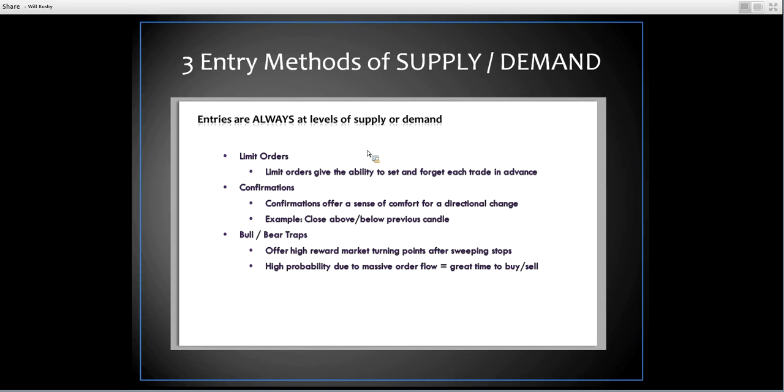So limit orders, my favorite way. Limit orders give the ability to set it and forget it. I know you've heard that term. We want to set it and forget it so you can walk away from your computer screen. I don't want to sit here all day. It's very boring, and can be emotionally consuming. You talk about anxiety, I think if you sit and stare at this thing too long, they probably run out of Xanax in the world.